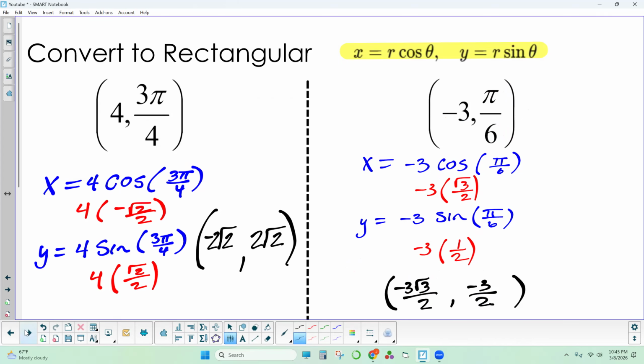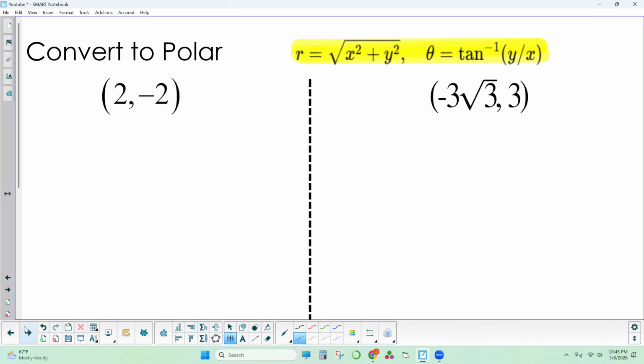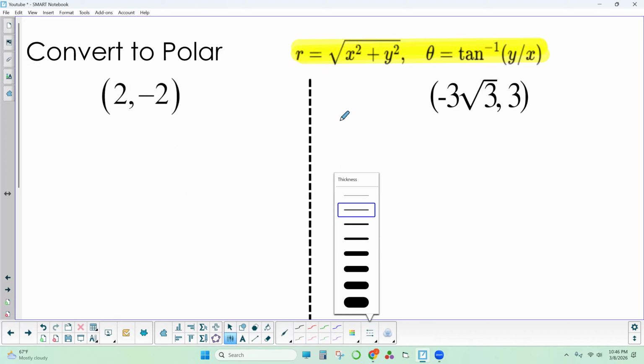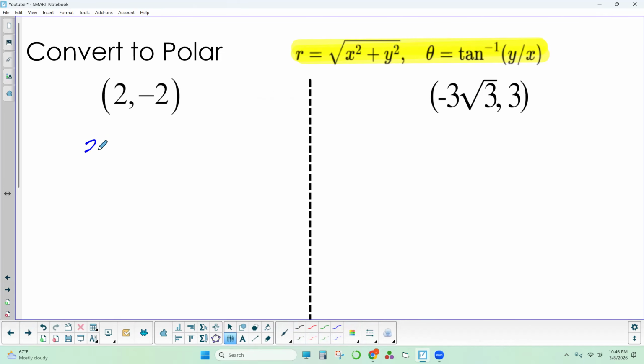All right. So now let's look at going the other way. So now we've got a rectangular coordinate, x and y, and we want to put this in polar form. All right, so we're going to use these two identities up here. To find r from x and y, we're going to simply use the distance formula. So I'm going to take 2, square it, add it to -2 squared, take the square root, and that will give me r. So r equals the square root of 8, which is 2 root 2.